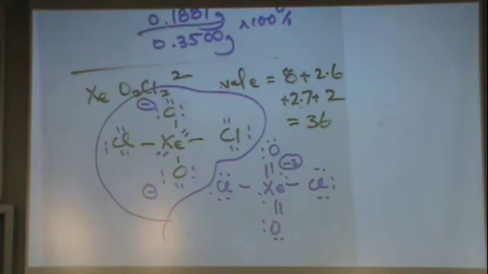Okay. Now, draw the diagram and state the geometry around the central atom. Well, how many groups? 6. So the electronic geometry is called octahedral, 2 lone pairs. The molecular geometry is called square planar. But this must be polar.